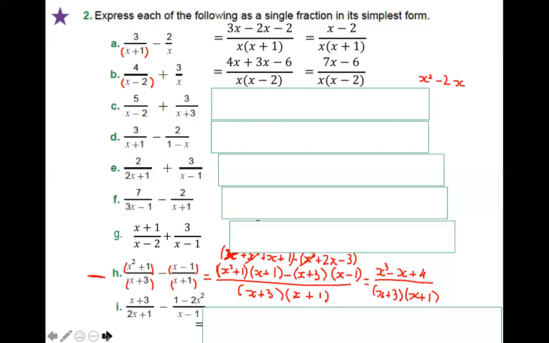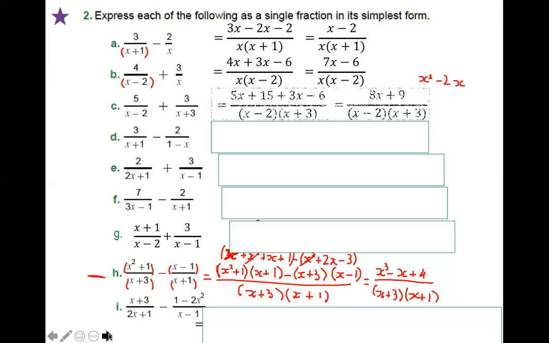Okay. So the next one, we're going to get 5 times x plus 3 plus 3 times x minus 2 over x minus 2 times x plus 3. Again, you don't need to expand it. You can just leave it like that. But you need to simplify at the top. 5x plus 3x, that's 8x. 15 minus 6, that's 9. I finished it with 8x plus 9, and at the bottom the denominator was x squared plus x minus 6. Minus 6, yeah. So that's fine. But again, you don't have to.